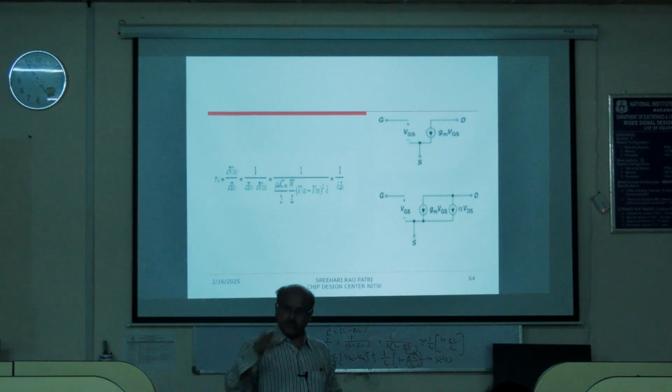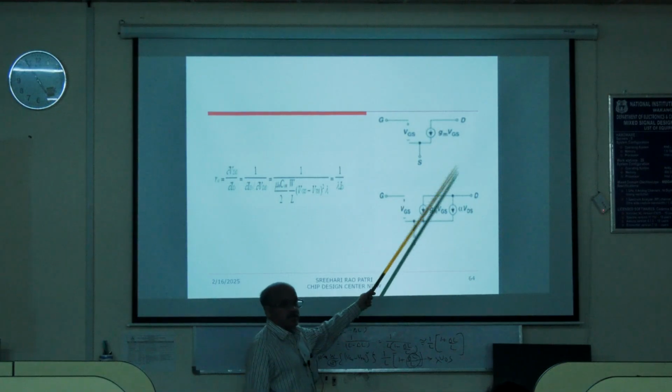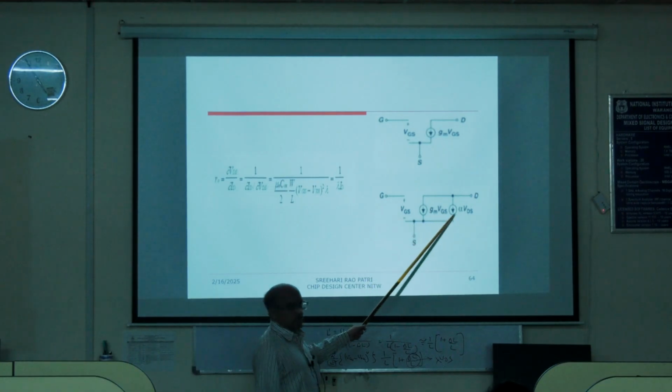∂ID/∂VDS is 0. ∂VDS/∂ID is infinite. R0 is ∂VDS/∂ID, which is infinite. So I am not putting anything here. But there is a change by virtue of channel length modulation. Therefore I have to represent that also as a function of VDS.